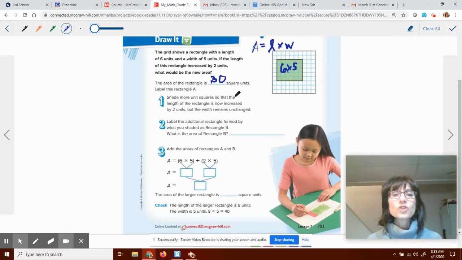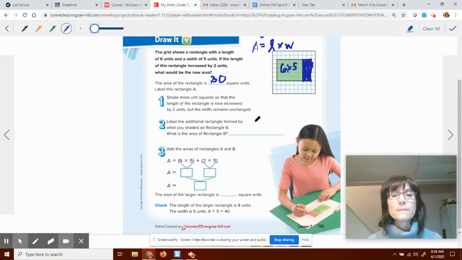So let's go ahead and shade more unit squares so that the length, which right now is 6, we're going to make longer. We're going to shade 2 more units. So we're going to now shade this in. Mrs. Swint's going to do the best I can. I'm sure you guys are much better at this with your pencils or your colored pencils, whatever you're using. And now they want us to label the additional rectangle formed by what you shaded.